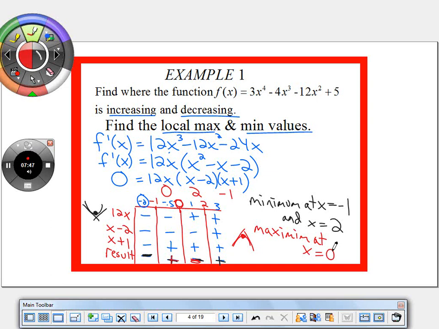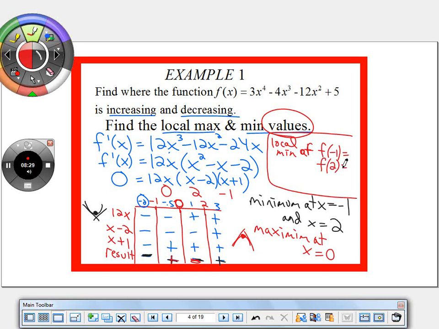They aren't the actual values. If you ever see the word values, you actually need the y coordinates. So we would have to take those numbers and plug them into the original to find out what they are. So officially, I'm going to say local min of f of negative 1 equals something, and f of 2 equals something.